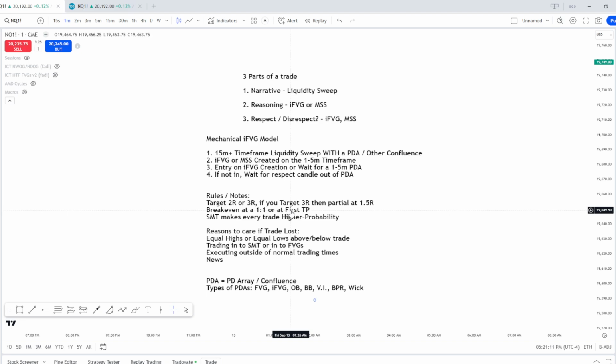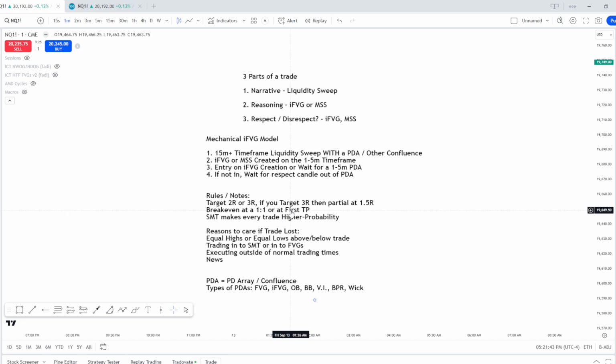So that could mean if you don't like to set break even, you don't have to set it. But if you're going, for example, for a 3R and you're partialing at a 1.5R, after you've partialed, you always want to make sure that you have a break-even stop loss. After you've taken money off the table and you've taken your piece of the pie, you want to make sure you are risk-free.